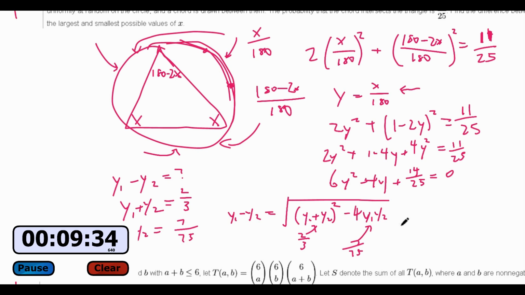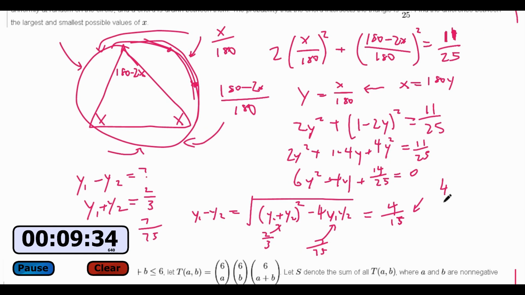And then finally, if we do all the calculations, which I will omit for now, this is going to be 4 over 15. So now we know that y1 minus y2 is 4 over 15, but we want to find x1 minus x2. In other words, since x equals 180y, we have to find 180 times this value. So 4 over 15 times 180 is just equal to 48. So 48048 is our answer, and we are done.